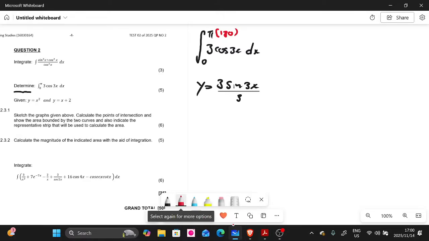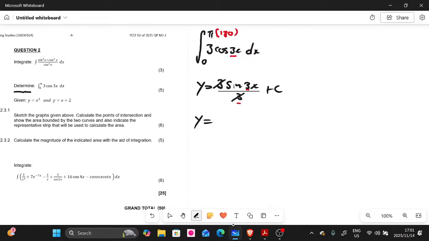Let me highlight it with red. The coefficient of x, we divide by it, and then we say plus c. If you continue, let me just fix this 3 here, it doesn't look like 3. If you continue, right, this 3 and the coefficient 3 there, they're going to divide each other. So your final answer here is actually sine 3x plus c.